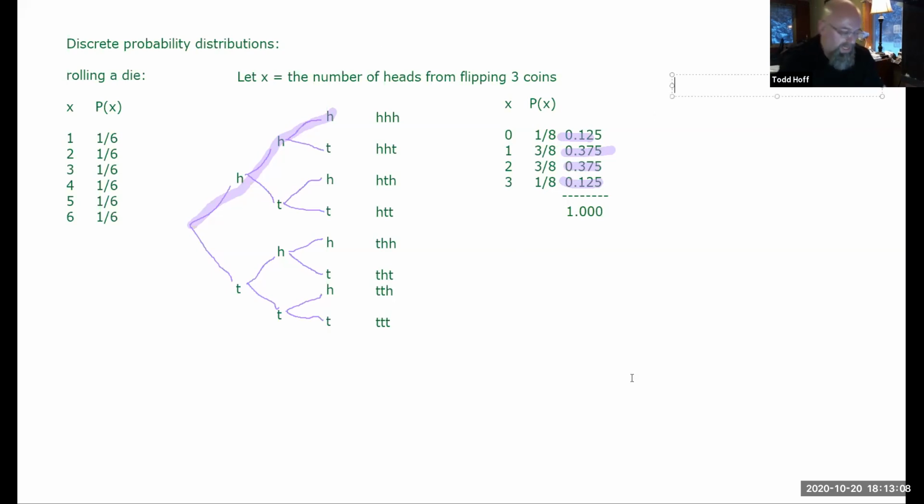So I might ask, what is the probability of 1 or less heads? Well, highlighter here. 1 or less means 1 or 0. So that really means probability of 1 plus probability of 0, which is 0.125 plus 0.375, which equals 0.5. So that's that probability.